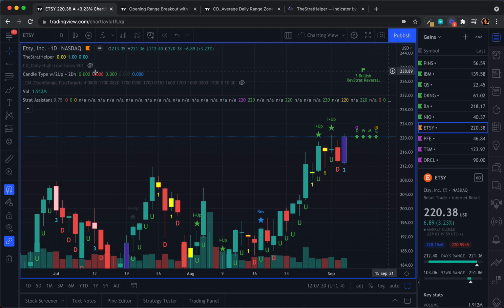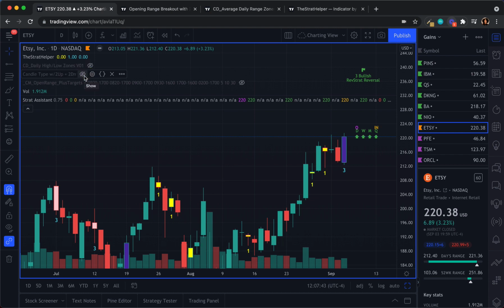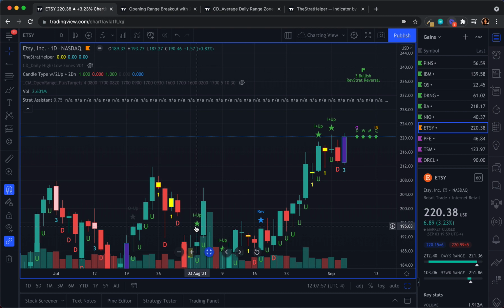Okay, next up is the candle type 2 up, 2 down. So if I go ahead and hide that, we'll see how this chart changes and what that's doing. So yeah, it looks like that is giving the 2 up, 2 down drawings, as well as some kind of highlights to, hey, pay more attention at this reversal that just happened. So you'll see there's a star plot.